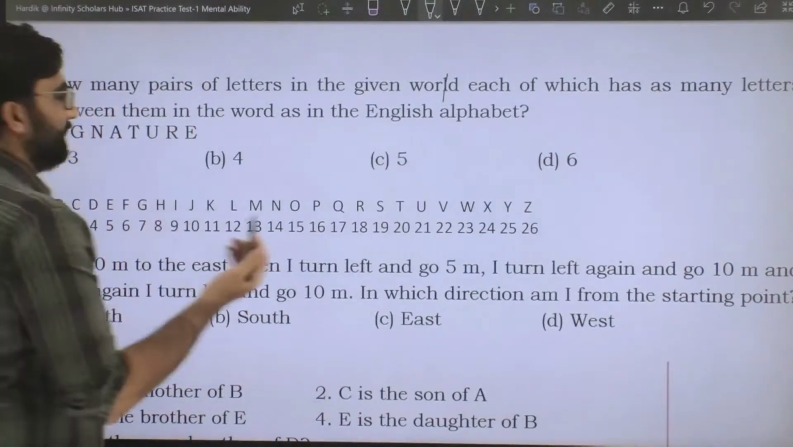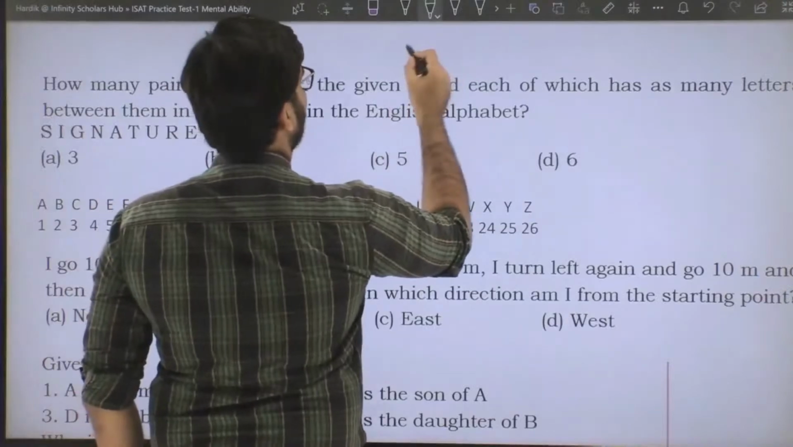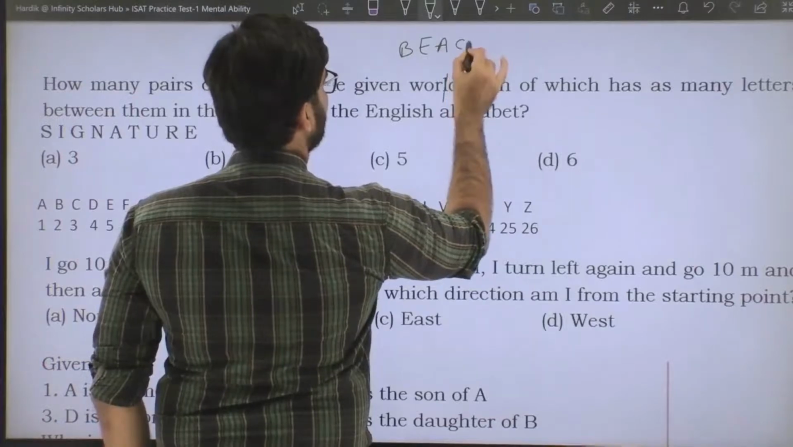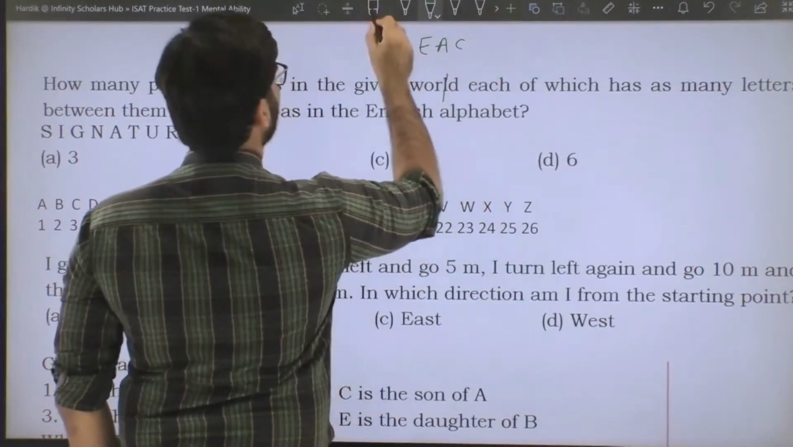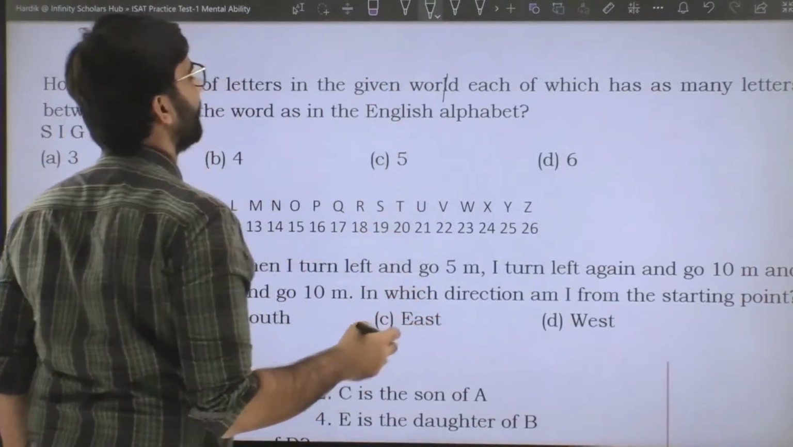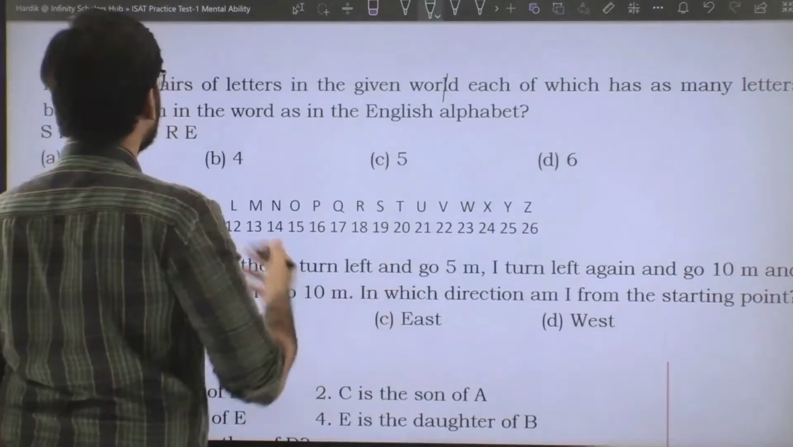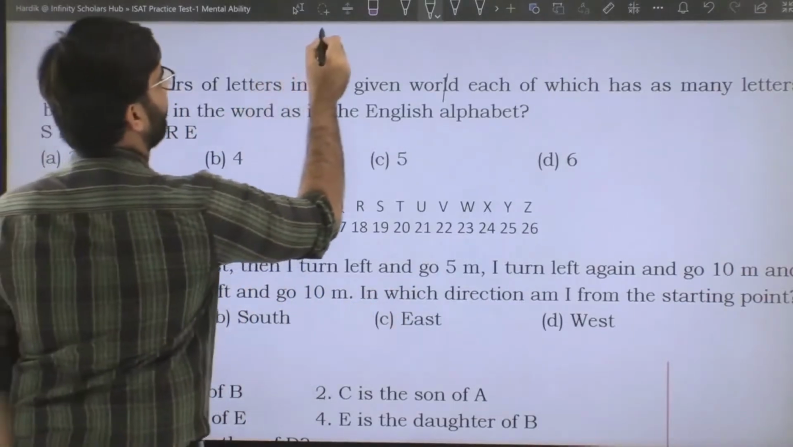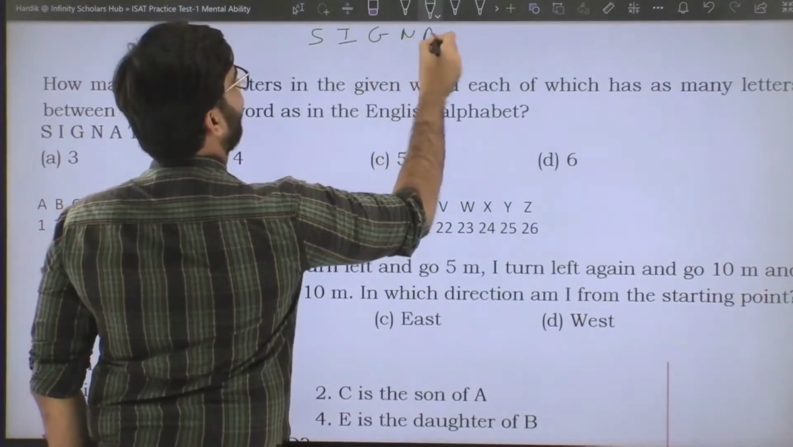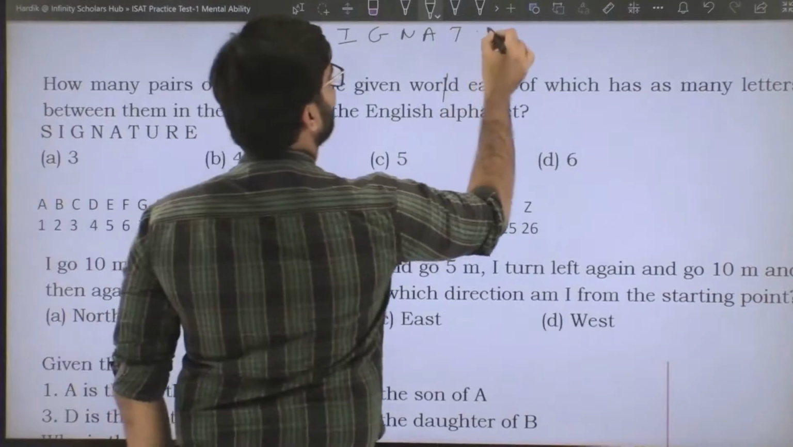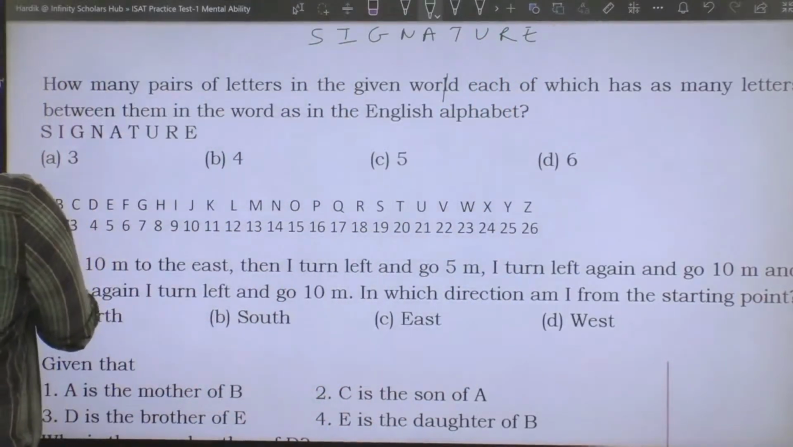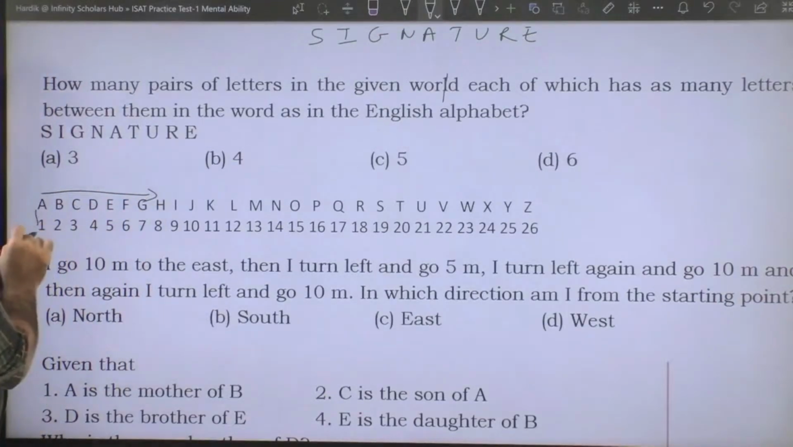Let's say for example, if I give you a word like B, E, A, C, I don't think there is any alphabet which is going to follow that sequence. Okay, let's take this one only. For this type of question, what do we need to do? Basically we should write S, I, G, N, A, T, U, R, E, and write the corresponding numbers to each of the alphabets.